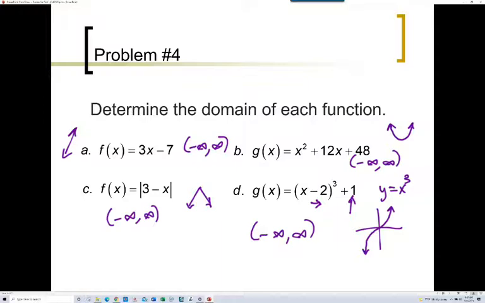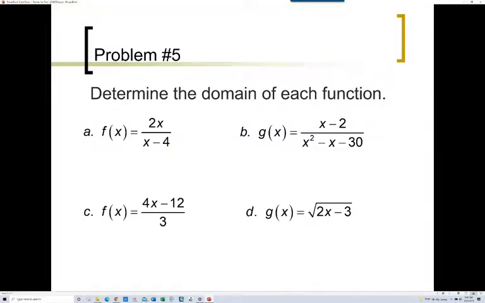And I just want to remind you that there's only 2 types of functions that we've studied so far, written in equation form, that have a domain that's not all real numbers. Fractions, where you have an x in the denominator, and square root or radical functions. So let's move on to the next slide. And so now you're going to find the domain of these. Again, I would encourage you to try them first and then watch my video solution.